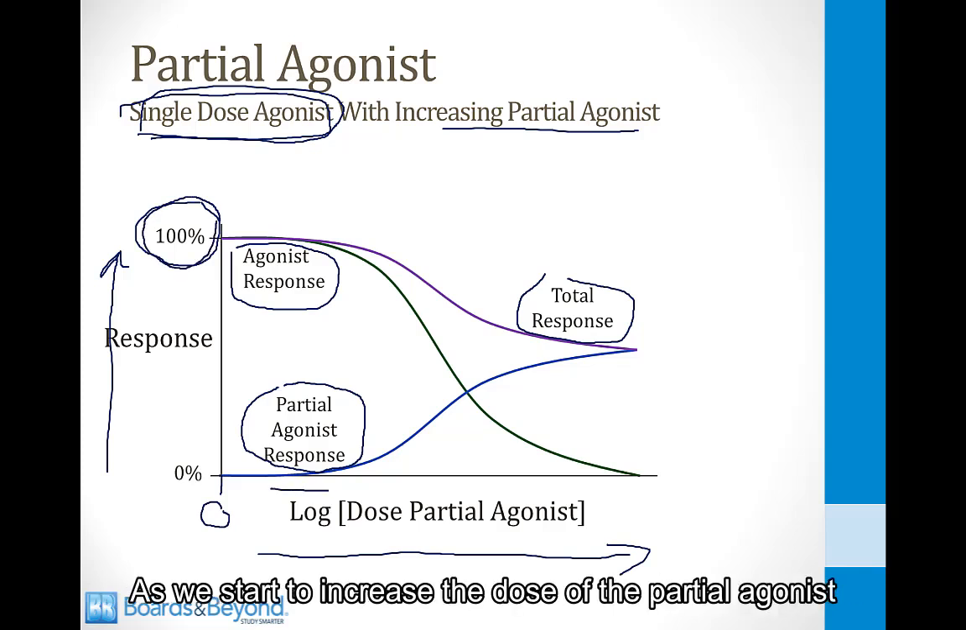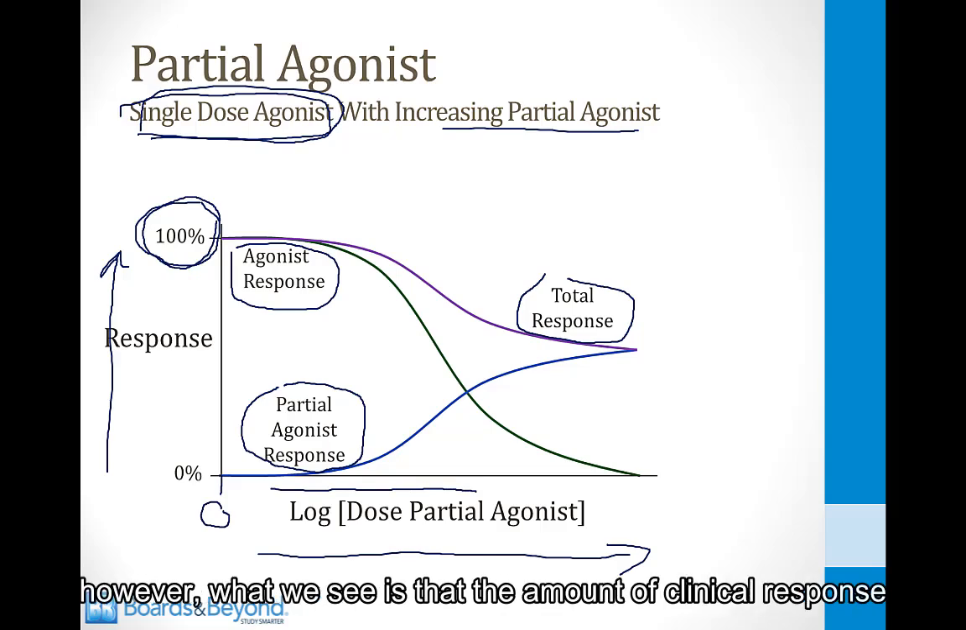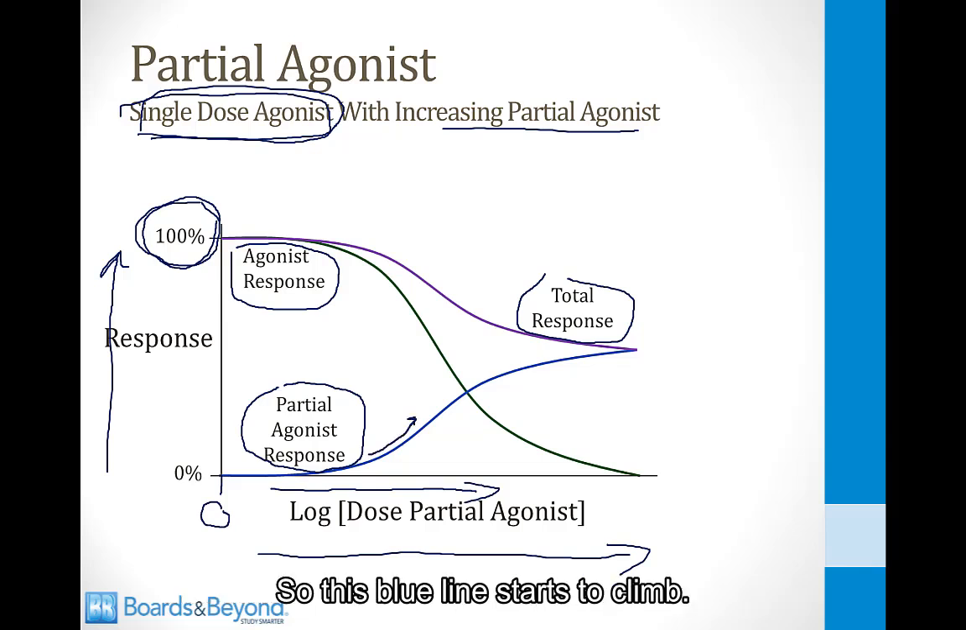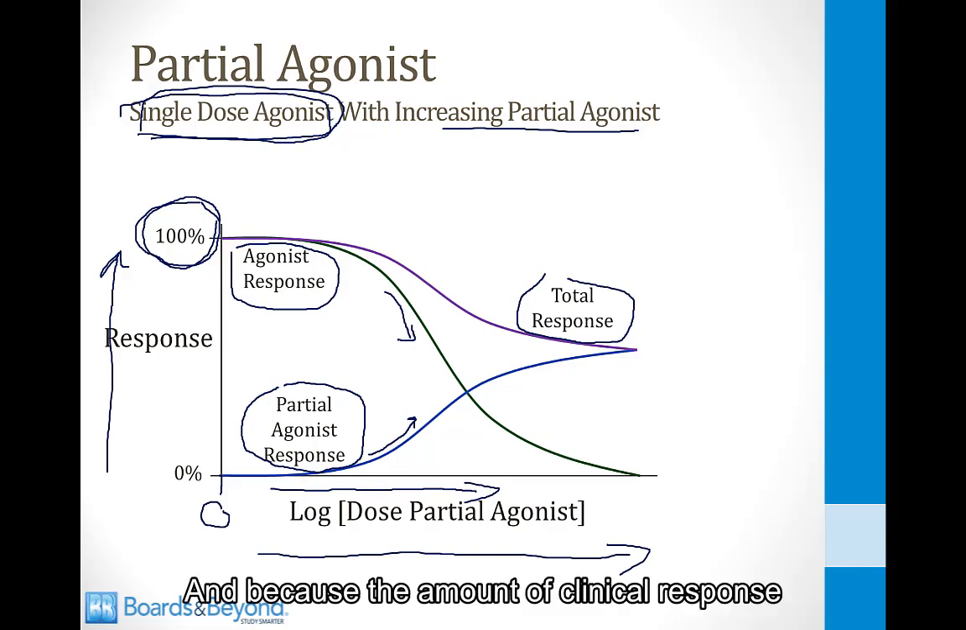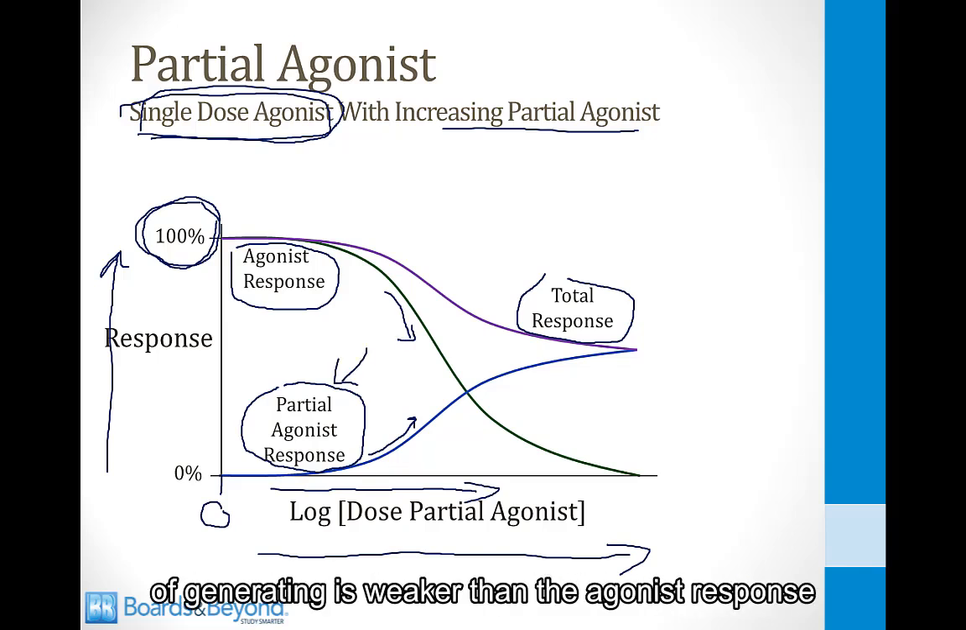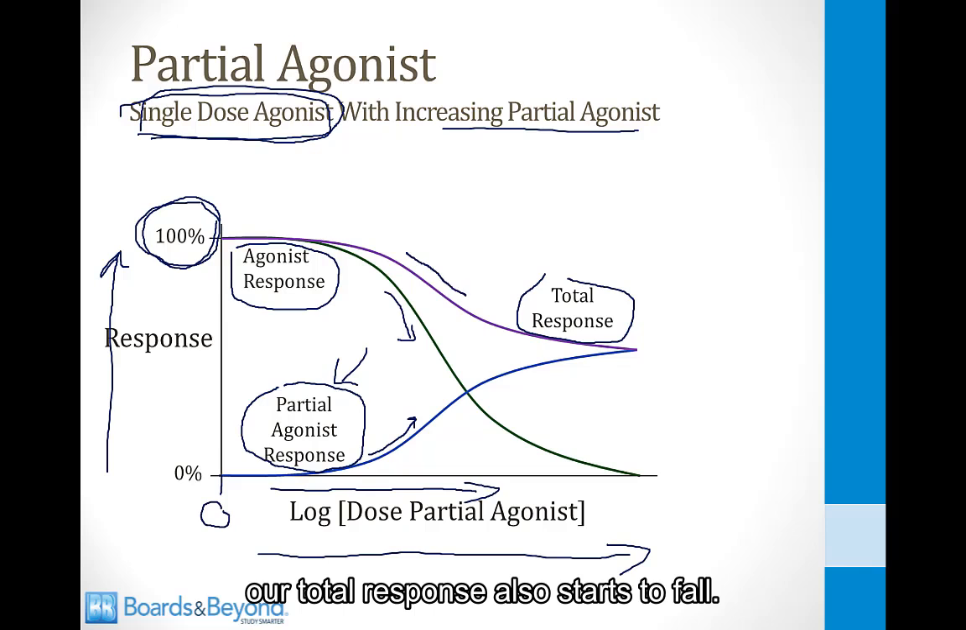As we start to increase the dose of the partial agonist, however, what we see is that the amount of clinical response that comes from the partial agonist starts to rise. So this blue line starts to climb. The amount of clinical response we see from the agonist starts to fall. And because the amount of clinical response that the partial agonist is capable of generating is weaker than the agonist response, our total response also starts to fall.